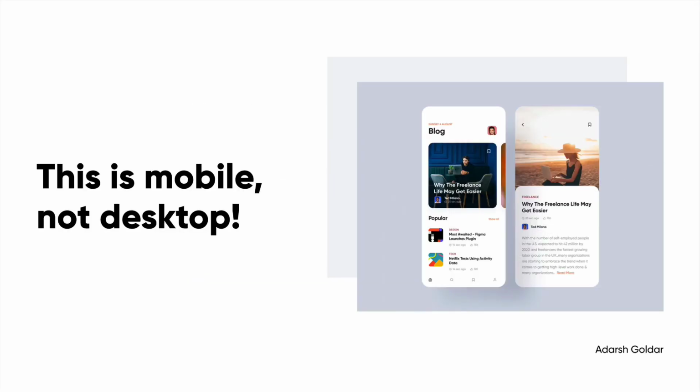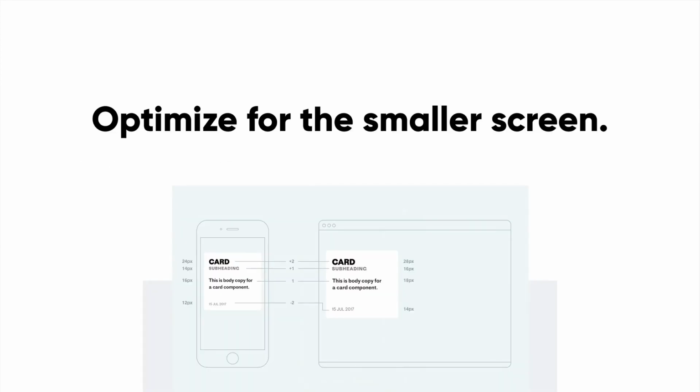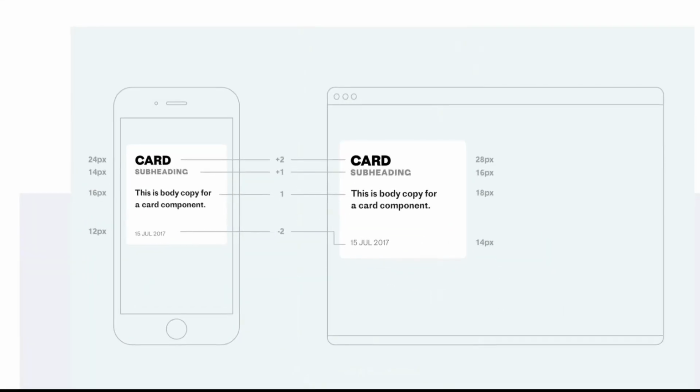And the last best practice would be that this is mobile, not desktop. Please remember that. And we need to optimize for that. So we need to make sure our content is readable and legible. We need to optimize for that smaller screen. That could be font sizes. Generally anything below 14 pixels is going to be a little hard to read on mobile. It could even be font family.